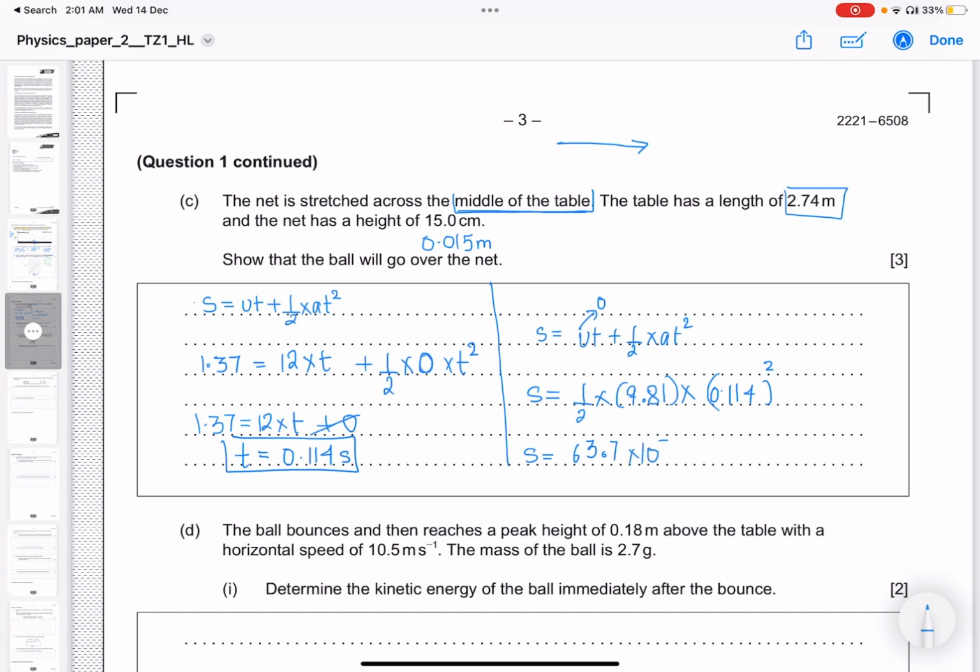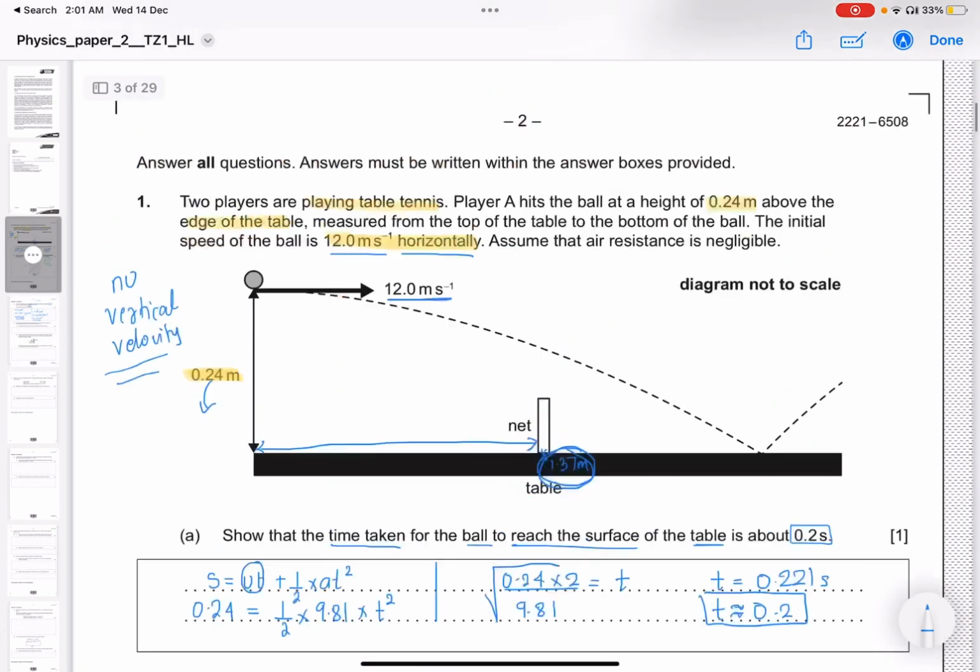63.7 into 10 raised to minus 3, which means 0.064 meters is the vertical displacement. So from this point it has come down, let's assume, to somewhere here at this time. At this instant, if this is the baseline, it has come down approximately 0.064 meters. And this entire height is 0.24 meters, and this is 0.015 meters.